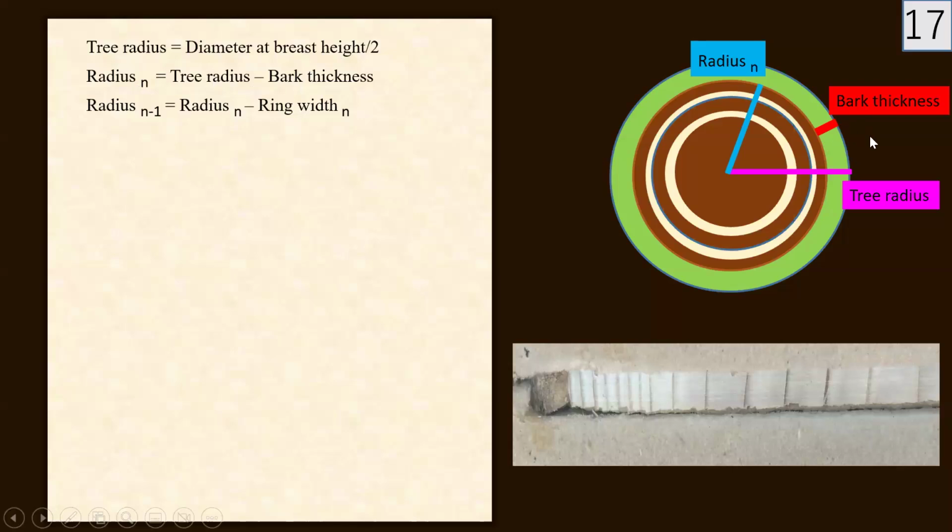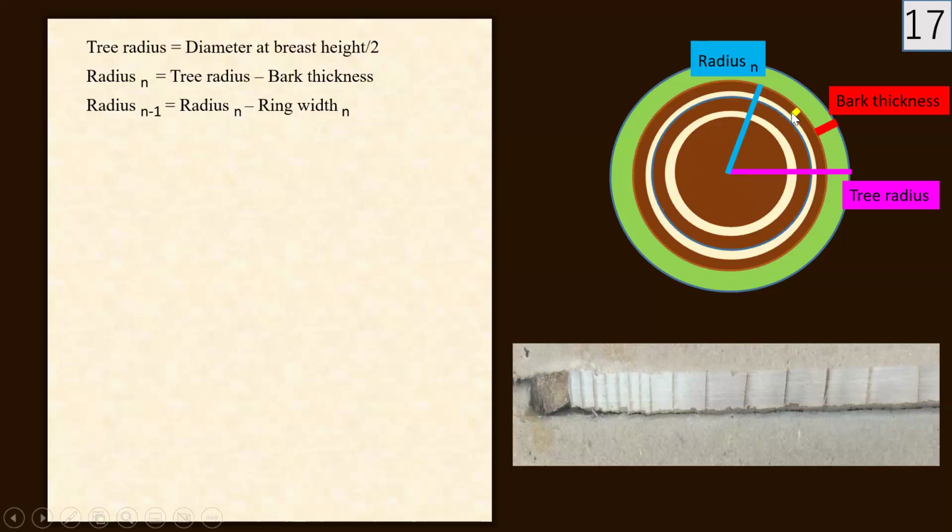Basically we cored the trees in the year 2022, so we were looking from the outside, from 2022 to 2021. First we calculated the radius for the year 2022, that was tree radius minus the bark thickness. Then we calculated the radius for the year 2021. That was the radius in 2022 minus the ring width for that particular year. So this was the ring width, and this will be the radius for 2021.